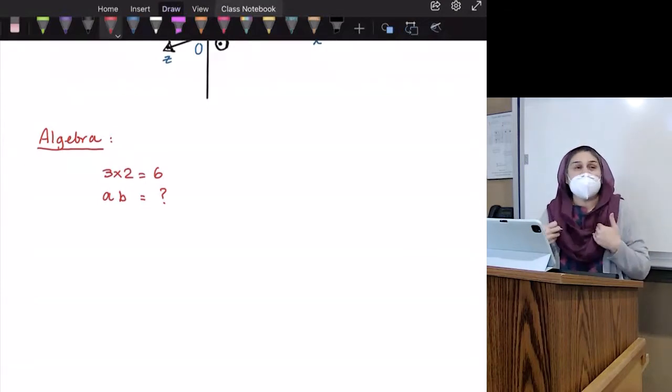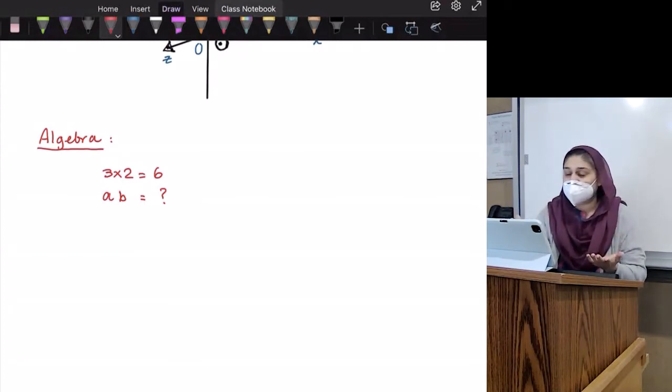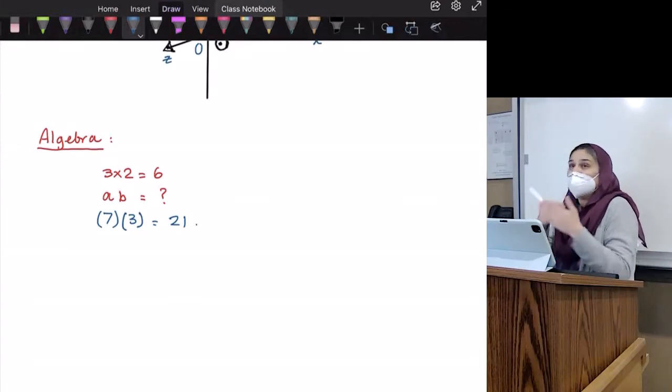Exactly. So if I choose A to be, pick a number. 7. And somebody else chooses B, what's my answer? Or I could choose something completely different, right? That's the beauty of algebra. You don't actually have to have numbers.